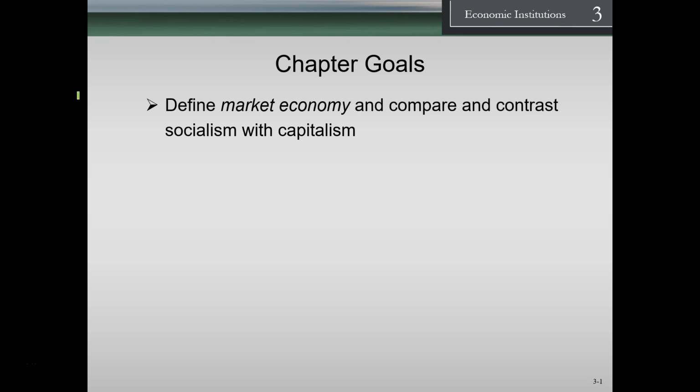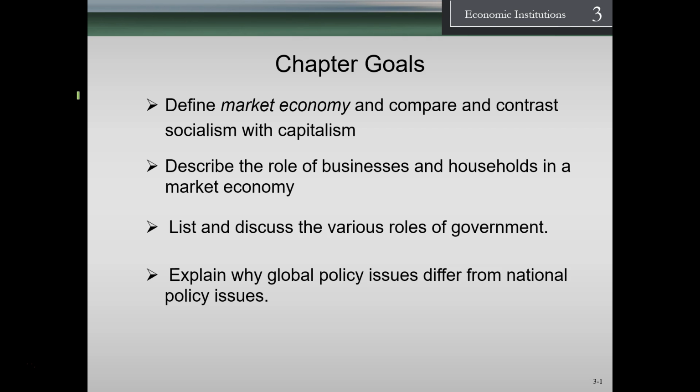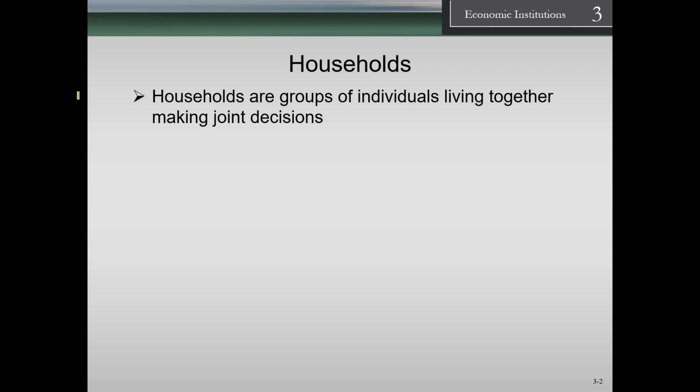Hello, in this discussion we'll continue our discussion of Economic Institutions, Chapter 3, and remember that our goals are to define market economy and compare and contrast socialism and capitalism, describe the role of business and households in a market economy, list and discuss the various roles of government, and explain why global policy issues differ from national policy issues.